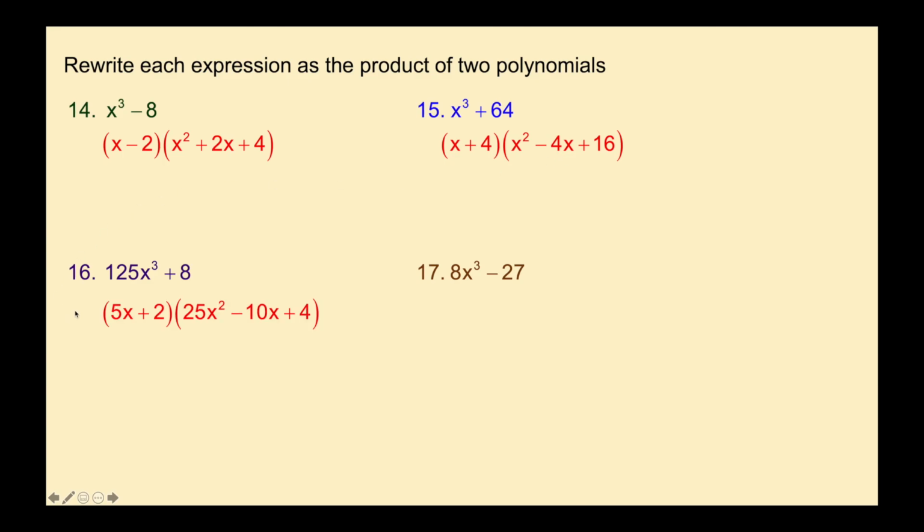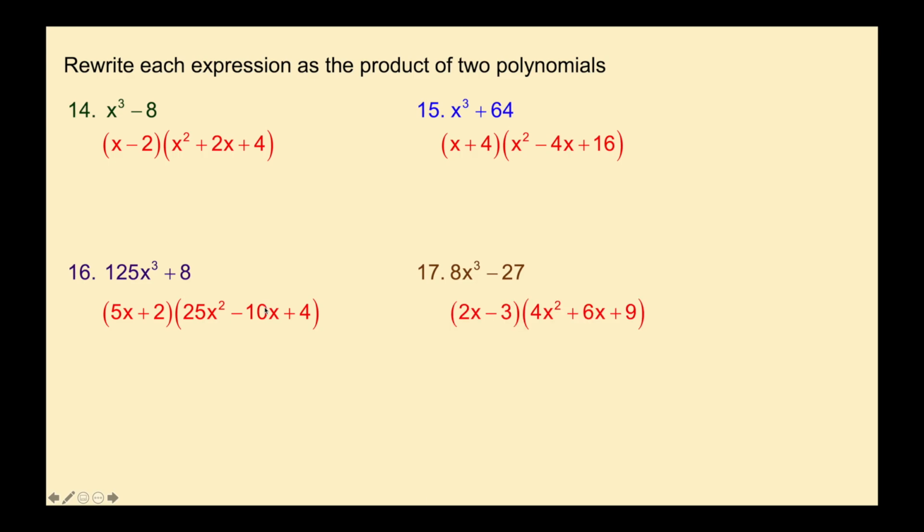For 16, again, we look at SOAP. Same sign, opposite sign, always positive. The cube root of 125x to the third. Well, what to the third is 125? That would be 5. So I put 5x in this position right here, and then take the cube root of 8, which is 2, and put the 2 right here. Then 5x squared, I square both of them, so it's 25x squared. 2 squared is 4, so that goes at the end. Then my middle term is the product of these two. So 5x times 2, which gives me 10x in the middle.